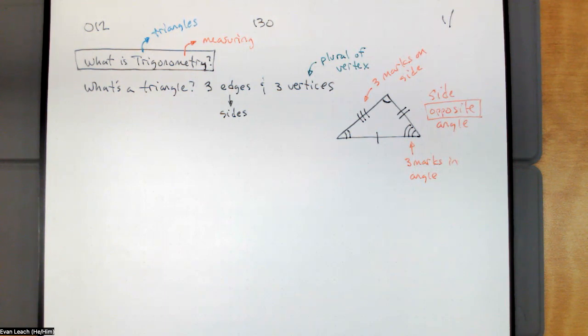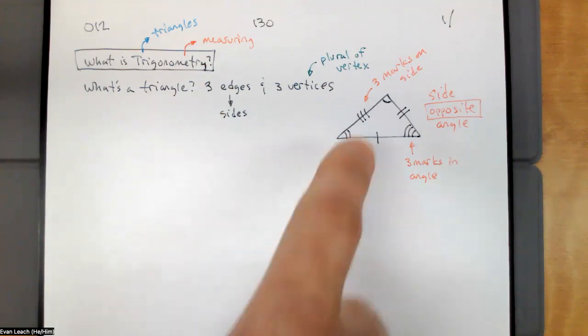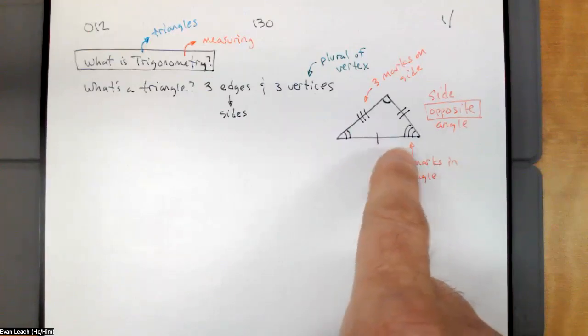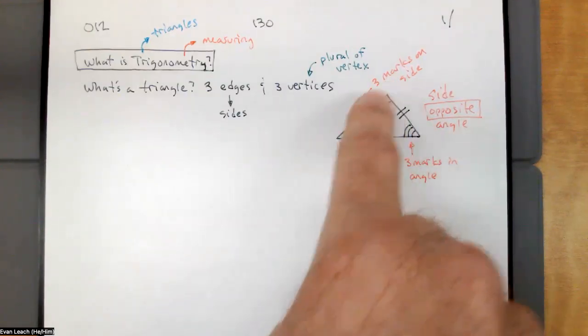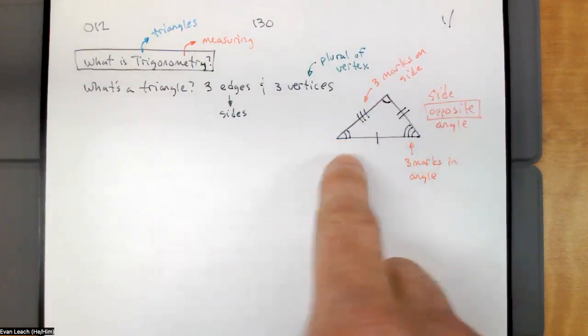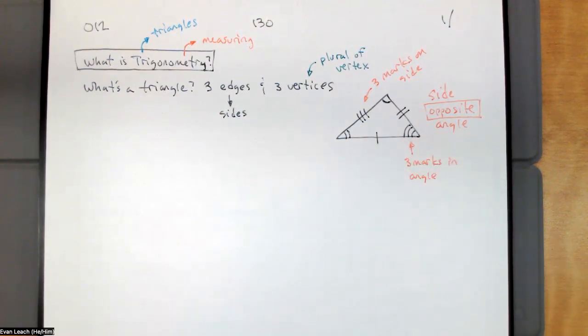Stand in an angle, hands on each side, on the two sides that make up that angle, and then look straight ahead. That will be the side opposite. So the 3 marks on this side and the 3 marks on this angle indicate that this 3 mark side is opposite the 3 mark angle. That's what we mean by opposite. How's everybody? Okay? Yes.